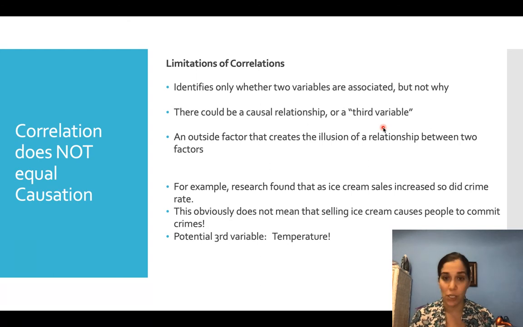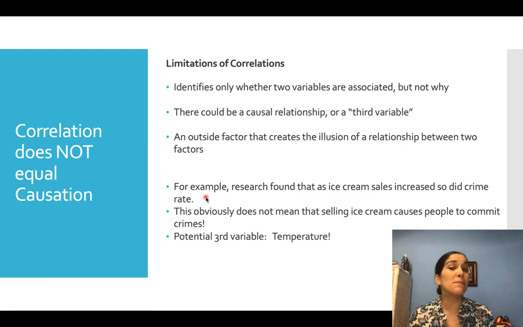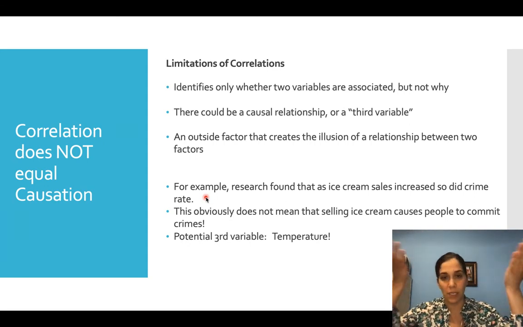does not equal causation. Okay, so let's give another example. Let's say research found that as ice cream sales increase, so did crime rate. Does this mean that selling ice cream causes people to commit crimes? Absolutely not. Right? What is a potential third variable that could explain this relationship better than ice cream sales? What could cause an increase in crime rate or explain the relationship between ice cream and crime? Temperature. Essentially, summer and high temperatures cause both ice cream sales to increase and crime rate to increase. Okay.